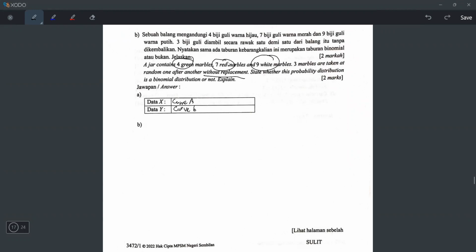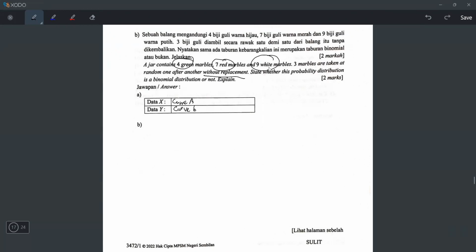What does it mean by without replacement? Means I choose 3 at random one after another, means I take one marble, and after I take one marble, I will not put it back in the bag. It means my probability of success for the second time I choose will be different, will keep changing. My probability of success will keep changing because without replacement. If I say with replacement, means my probability of success will always stay the same.